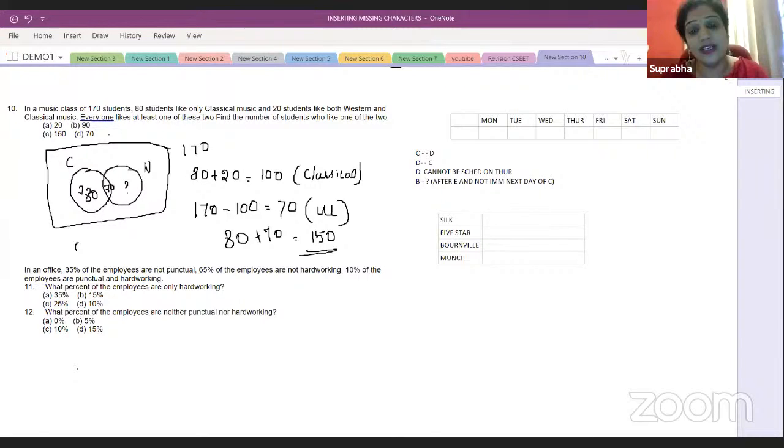Now you have to find two things. One, what percent of employees are only hardworking? Second, what percentage of employees are neither punctual nor hardworking? Put up your Venn diagrams.